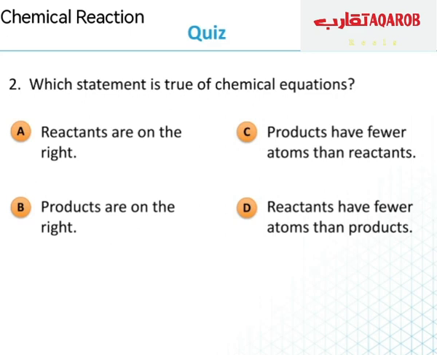Which statement is true of chemical equations? A, reactants are on the right. B, products have fewer atoms than reactants. C, products are on the right. D, reactants have fewer atoms than products. What do you think? For sure, let's look at B and D. Both of them are incorrect because there is no change in the number of atoms on the reactant and the product sides. So what do you think? Reactants are on the right or products are on the right? What can we find on the right side? That's amazing. Products, for sure.